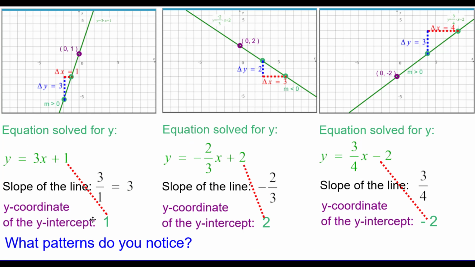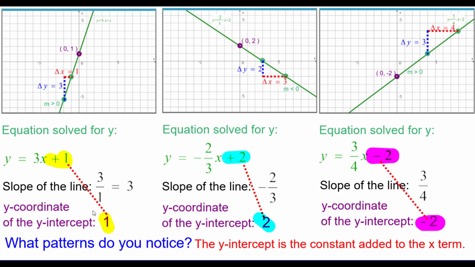Now, what about the y-coordinate of the y-intercept? Looking for patterns here. So what patterns do you notice? Pause to answer, resume when you're finished. And it turns out that the y-intercept is the constant that's added to this x term in each case. In this case, we're adding a -2, same thing as subtracting +2.